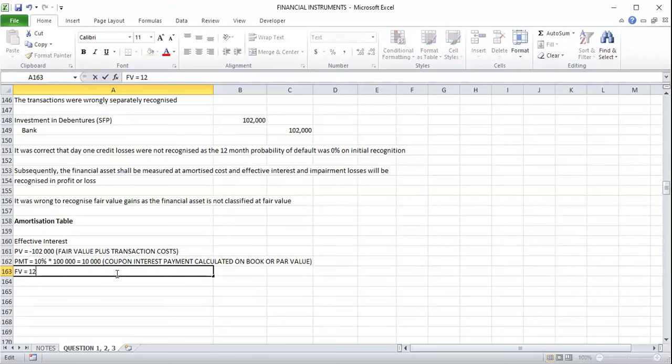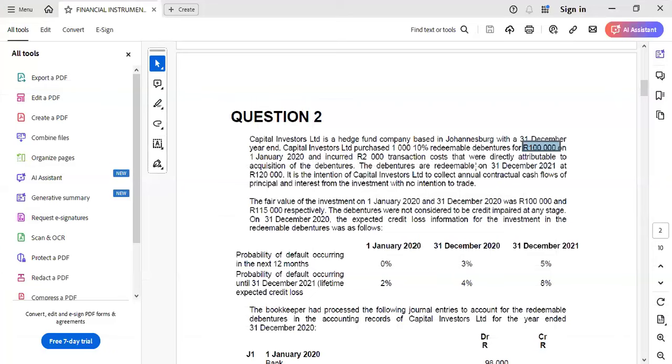FV is equal to 120,000, the amount to be received on redemption. Let me just show you so that we can all follow. We are told that the debentures are redeemable on 31 December at 120. Then our N from January 2020 to 31 December 2021 is, sorry, 2 years: the whole of 2020 and 2021. So our N is equal to 2.